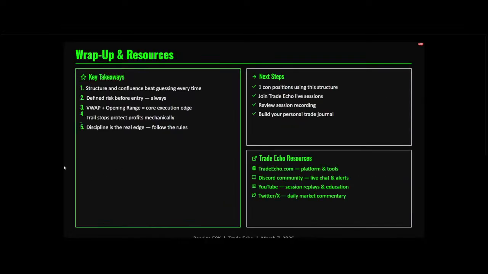Okay. So let's wrap this up and then we're going to have some resources for you guys. So key takeaways from this live session. Number one, structure and confluence beats guessing every single time. Number two, you have to have a defined risk before entry, always, and never forget that. Always have a plan to enter and always have a plan to exit. Number three, your VWAP plus opening range. That's my core execution edge.